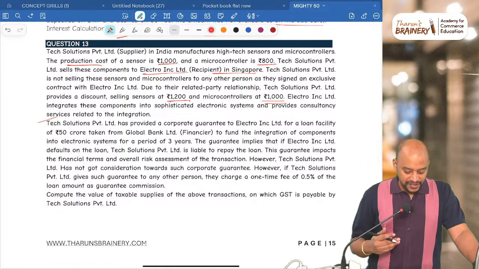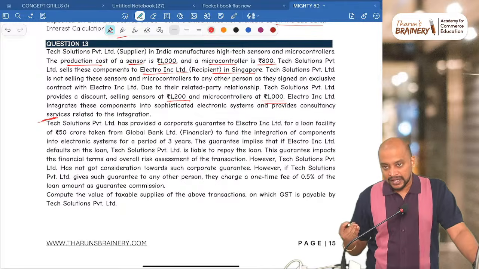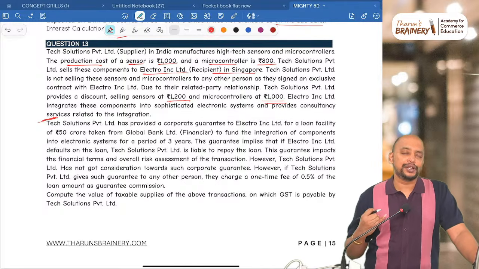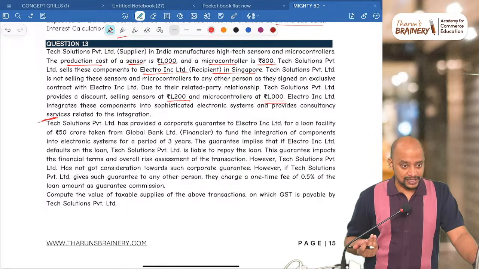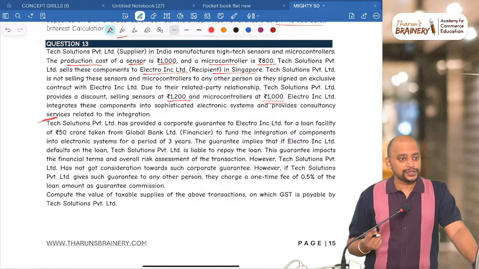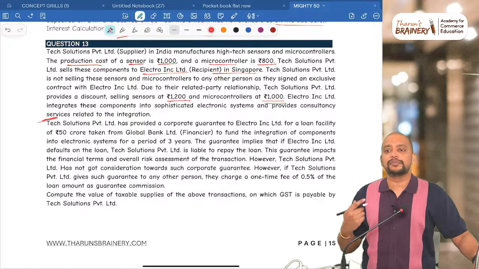With respect to the first point, what should be taken as the value? That is, this sale of these sensors and microcontrollers. Number one, it is a related party transaction, so we need to determine the value as per rule 28. Open market value is not available in this case. So we cannot take 1200, 1000 as the open market value, and also 1000 and 800 cannot be taken as open market value because that is the cost.